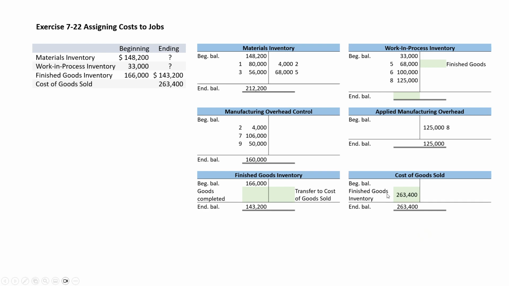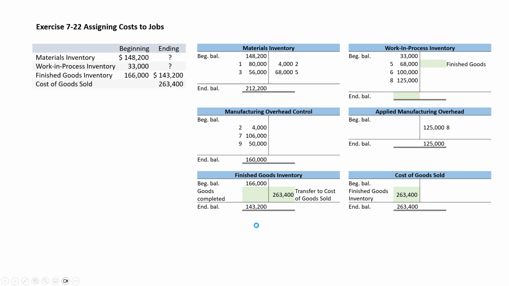$263,400. Why do I have a note of finished goods related to this? Because that would have been the amount that was transferred out of finished goods inventory, complete inventory, into cost of goods sold. That's the cost of the product that we sold, or moved from finished goods to cost of goods sold. So I can move over here to finished goods and say, this must have been the credit to finished goods, because that journal entry would have been a debit to cost of goods sold as an expense and a credit to finished goods, again, transferring it out.